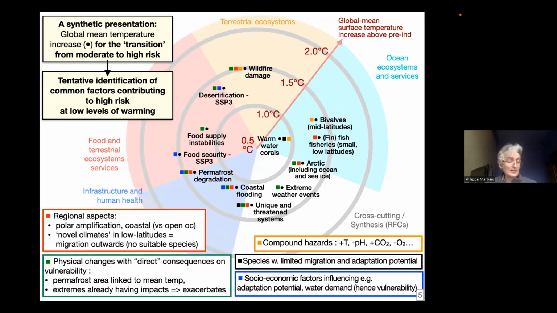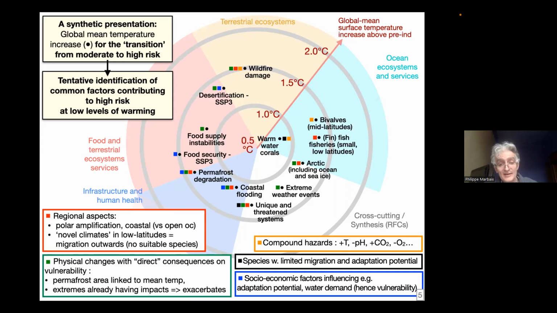And the last step with such synthesis figure is, as I briefly mentioned, to try to identify the common properties of these systems, particularly at risk. Here, I limited the below to risks that become high below 1.5 degrees. Okay, I finished that in 30 seconds.